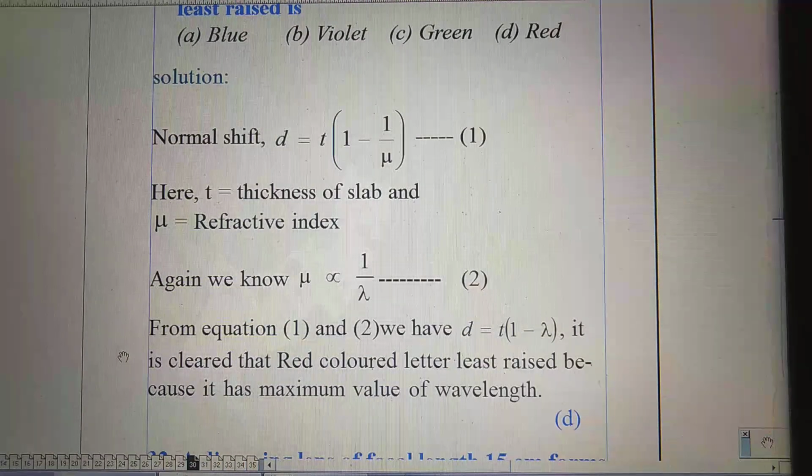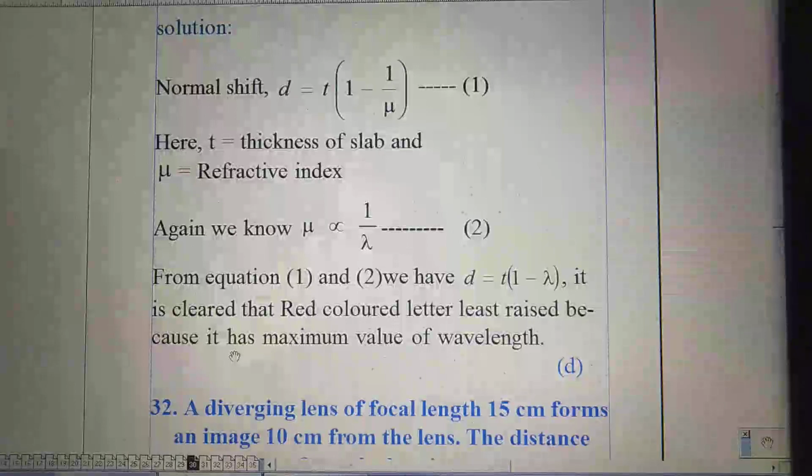So from this formula it is clear that the color which has maximum wavelength has minimum value of D. As we know, red color has maximum wavelength, so the red color letter will be least raised. So the option will be D.